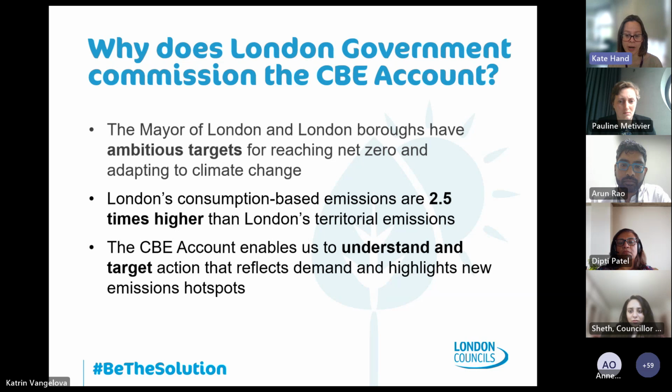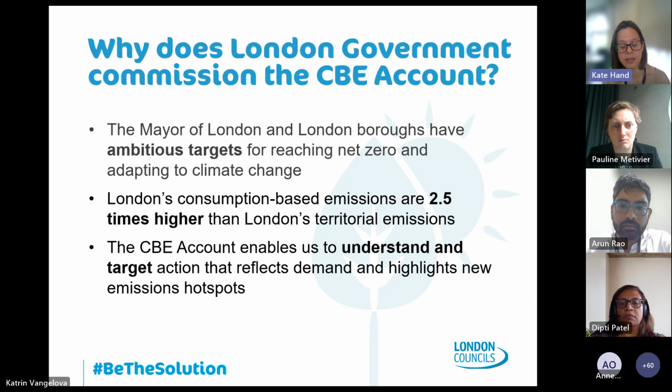So just briefly also, why do we commission this account? We're very proud of it, and we're proud of the innovative nature of both the regional and absolutely the borough level accounts. But I'm sure you're aware that the Mayor of London and London boroughs have very ambitious targets for reaching net zero and adapting to climate change. It's an absolutely huge priority across London government. But this account really enables us to reach into areas that territorial emissions don't reach in order to help us meet that target.